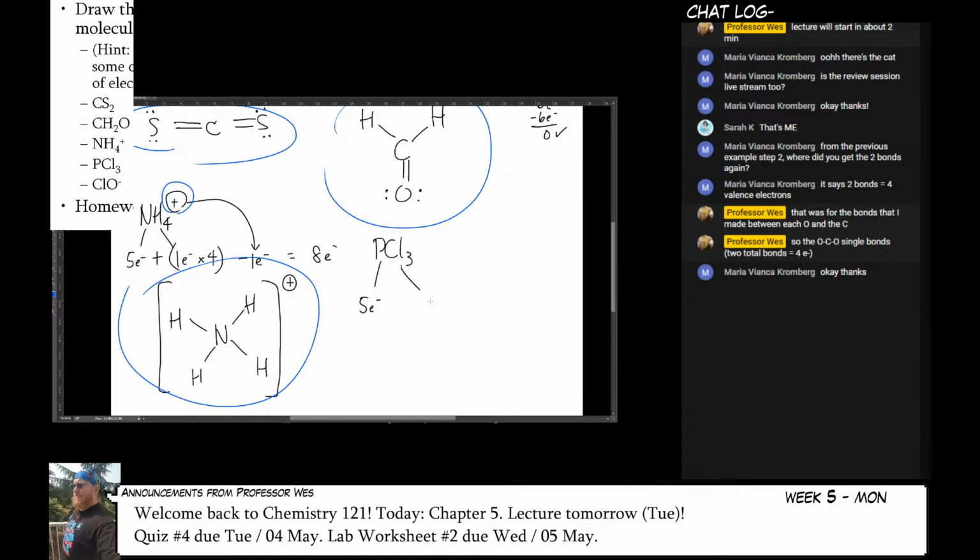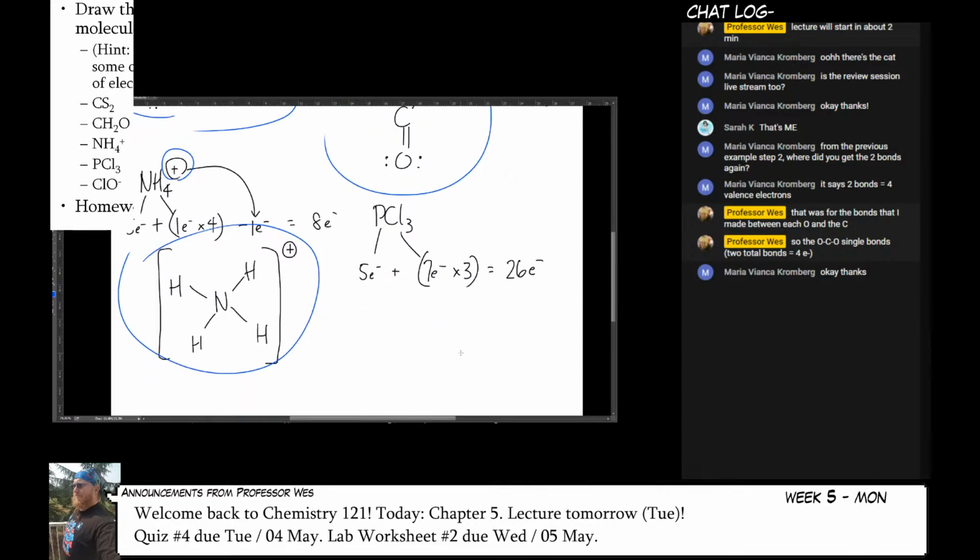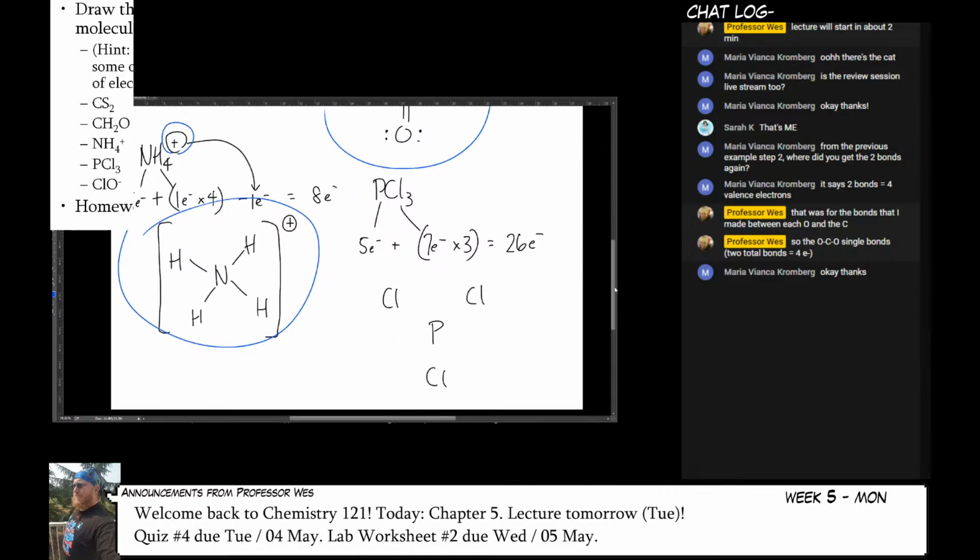Let's do PCl3. Phosphorus is 5 electrons. Chlorine is 7 electrons, but there are 3 of them. So I'm going to add these together. 7 times 3 is 21, plus 5 is 26. Again, be careful that you're doing the math right. If you miscount your electrons, your structure will be in shambles. So be real careful that you don't make a mistake counting.